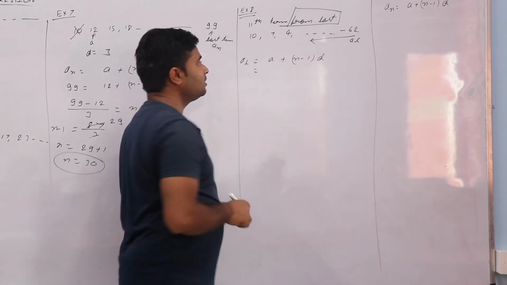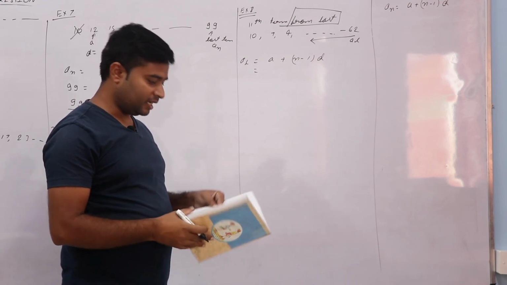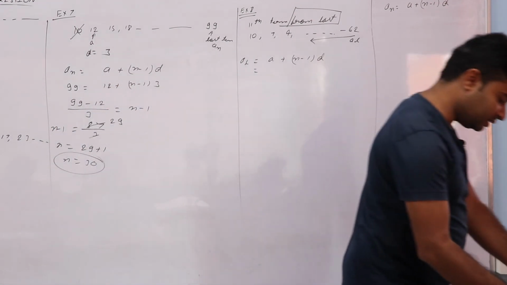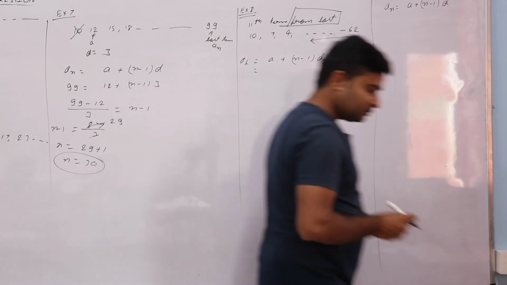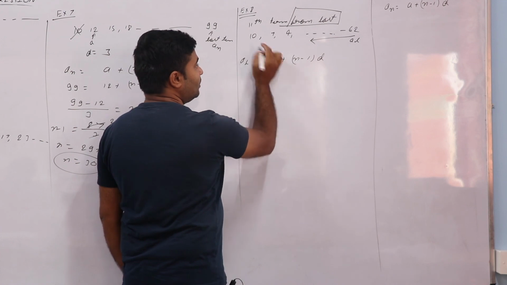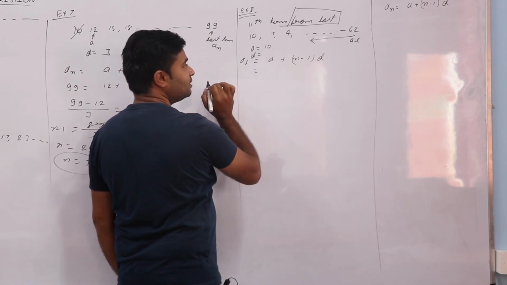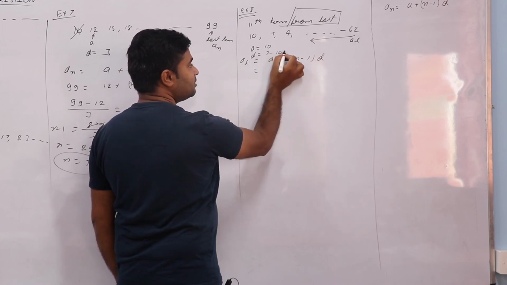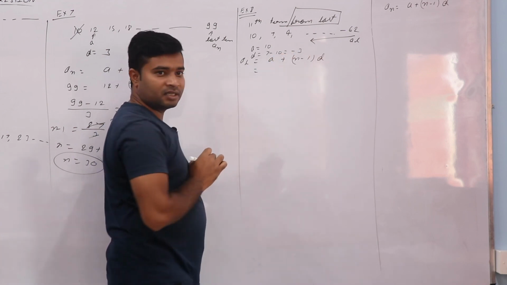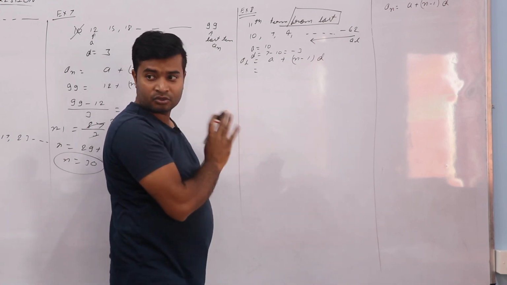What is the first term? First term A is 10. What is L? L is minus 62. AL you know, right? What is D? 7 minus 10, that is minus 3. I thought you people understood, so I did not write it. D is minus 3. Understood everything? Yes, sir.